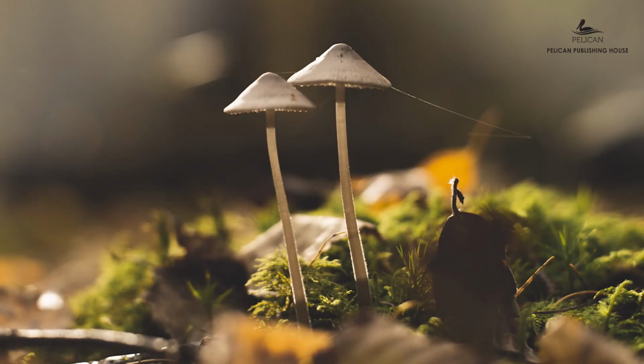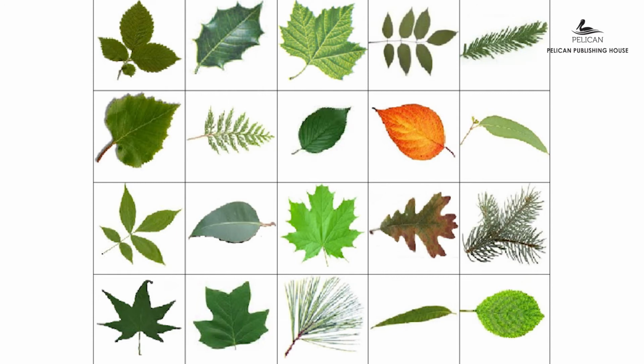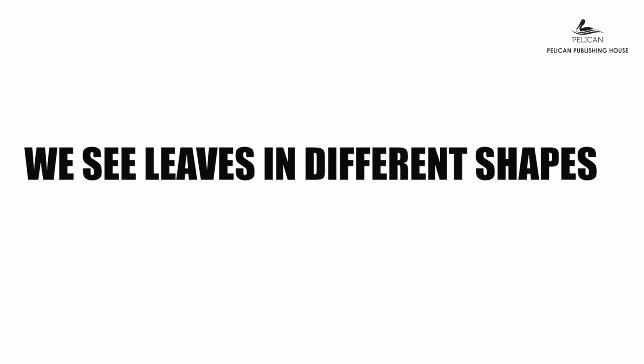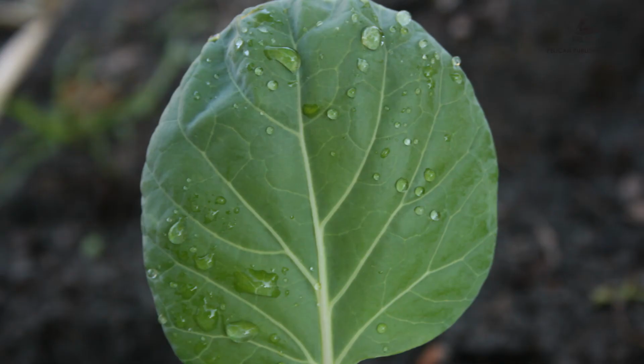Here's a science top up. Some plants like mushrooms are not green. As they lack chlorophyll, they do not have the ability to make their own food. So they rely on the dead and decaying plants and animals to live and grow. The leaves of different plants and trees differ in size, shape, color and smell. We see leaves in different shapes. They may be oval, pointed, round, etc.